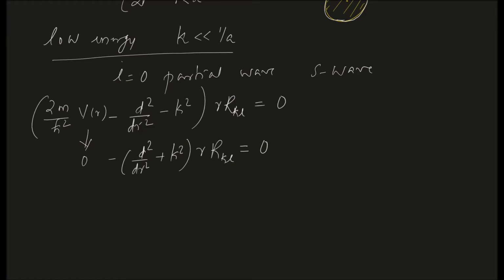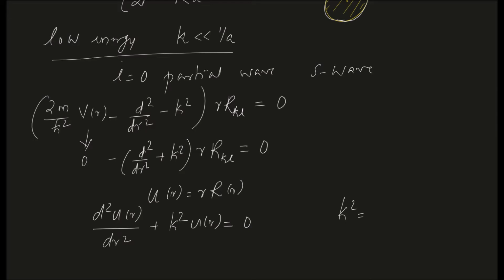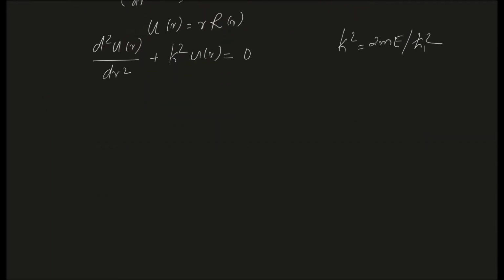Now let's make some substitution. We put, instead of rR, another variable u. Then you can write this equation as d²u(r)/dr² + k²u(r) = 0, where this k² is basically given by 2mE/ħ². Now this is a simple second order differential equation, so you know the solution to this equation.